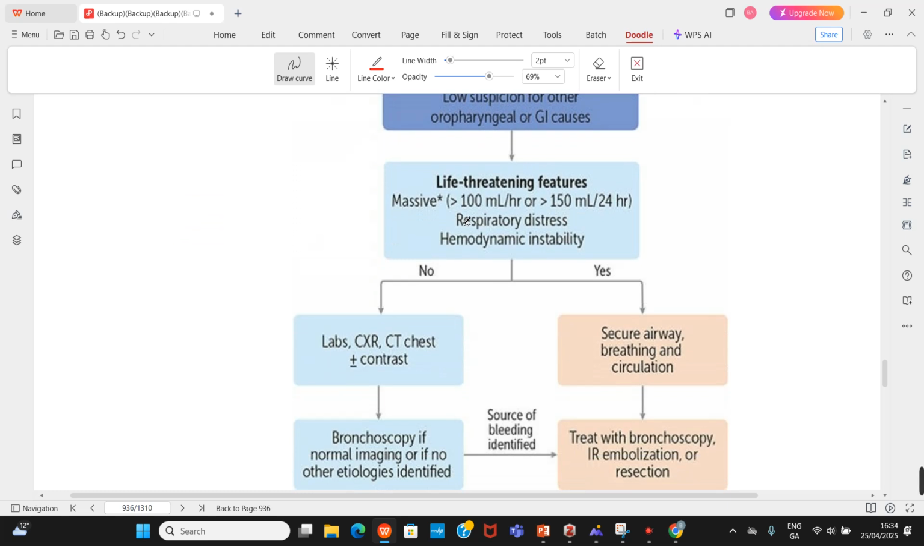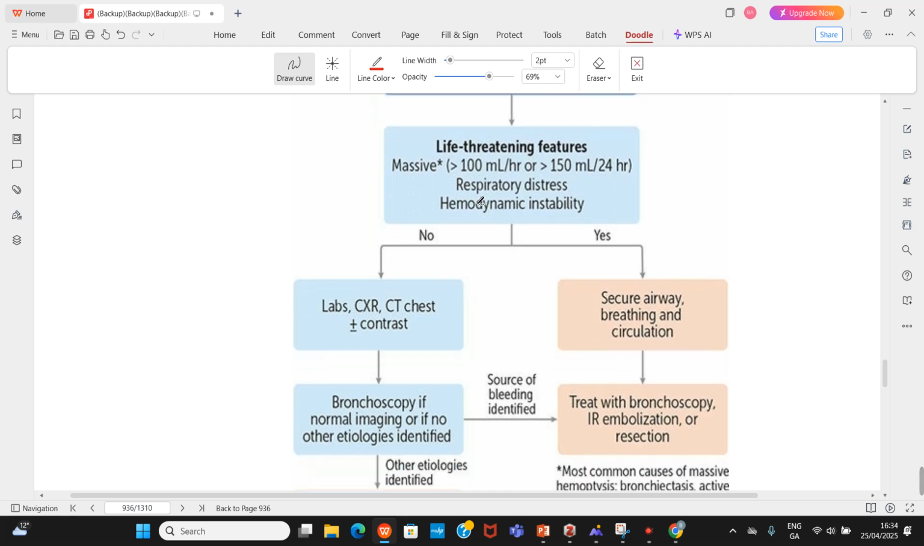So let's follow this algorithm. Somebody comes in bleeding 100 mils per hour or like 150 mils in 24 hours. Usually it should be like 600, but let's work with 150. Or the person is having respiratory distress, hemodynamic instability. This guy is not all right. So we have to follow the ABCD approach.